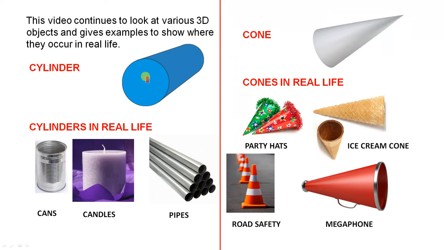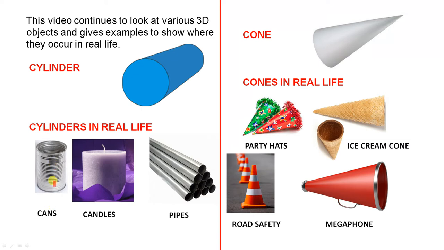Now the first 3D object is a very popular one and it's called a cylinder. So you can see the shape. We have a circle on one side, a circle on the other, and they're joined beautifully by this curved face. Now cylinders in real life, these are very, very popular.